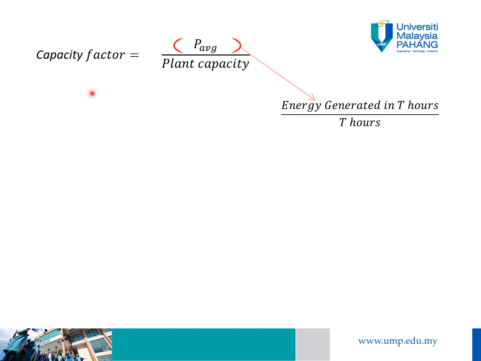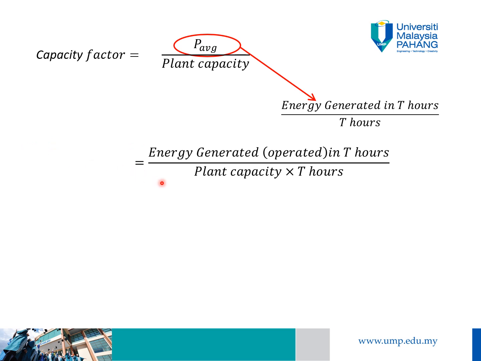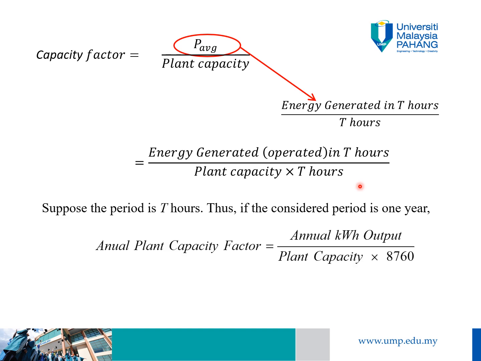The capacity factor is equal to the average power divided by the plant capacity. We know that the average power is equal to the energy generated in T hours divided by T hours. So the capacity factor is equal to the energy generated in T hours divided by the plant capacity multiplied by T hours. For the annual capacity factor, the annual plant capacity factor is equal to the annual energy output divided by the plant capacity multiplied by 8,760 hours, which is the number of hours in 1 year.